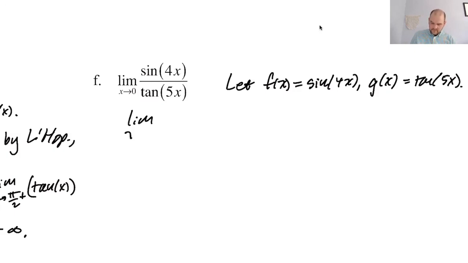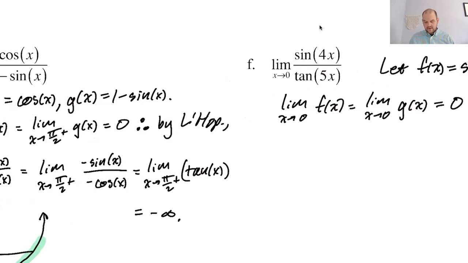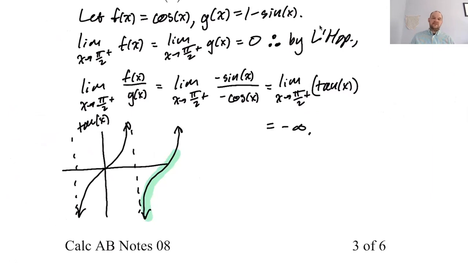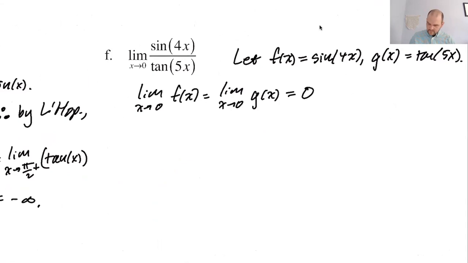The limit as x approaches 0 of f of x is the same as the limit as x approaches 0 of g of x, and both of those are 0. So the sine of 0 is definitely 0. The tangent of 0 is also 0. If you didn't remember that, we literally just graphed tangent, so you did know that. So we have both of these. Therefore, by L'Hopital's rule, so it's not that bad, right? I mean, it's really annoying to write it all down, but not terrible.